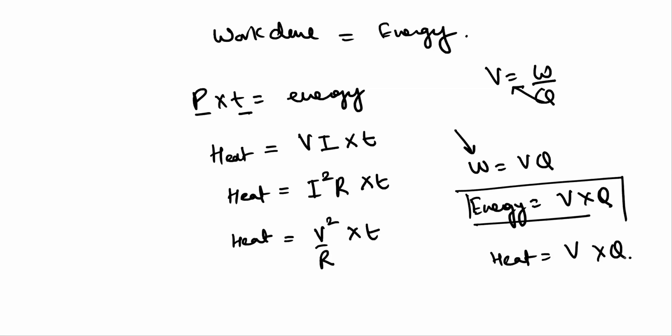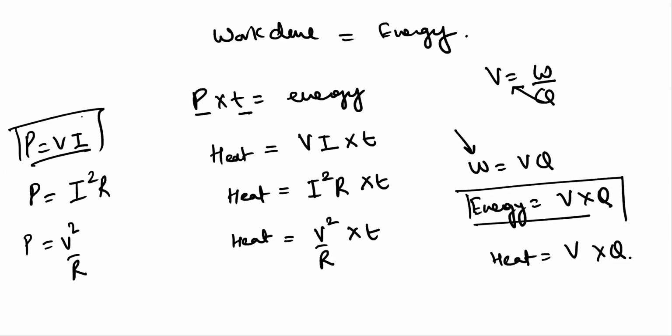Okay, but where you are going to use these formulas, let me explain. If you have the formula P is equal to VI, P is equal to I square R, and P is equal to V square by R, this formula will be used where V and I both are given. This will be used where I and R are given in the question and P is being asked. And here, where V and R are given to you, but I is not given, or it has been given but you are not using it.